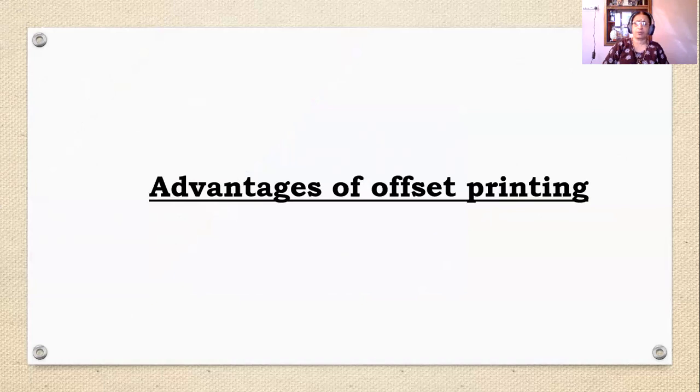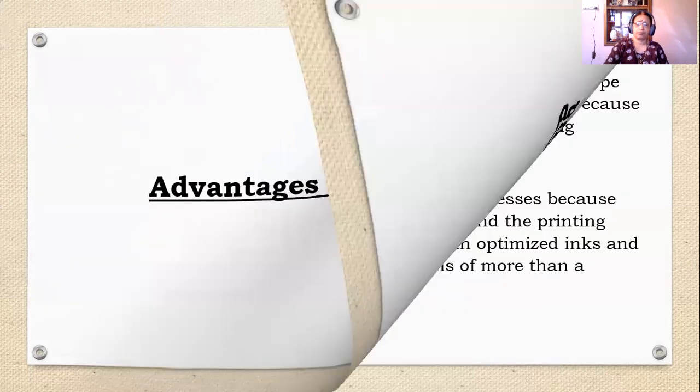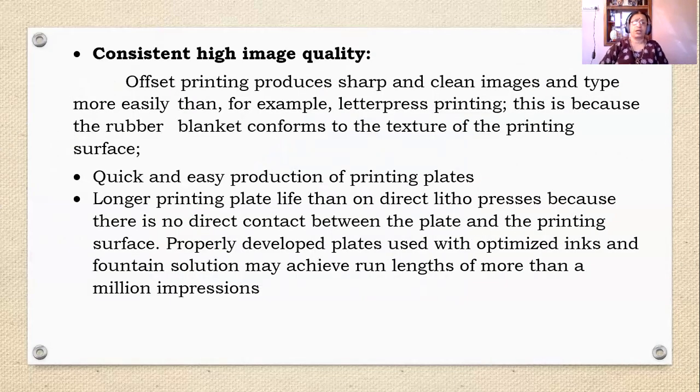Advantages of offset printing. Consistent high image quality. Offset printing produces sharp and clean images and type more easily than, for example, letterpress printing. This is because the rubber blanket conforms to the texture of the printing surface.